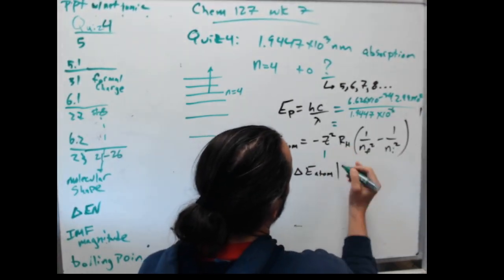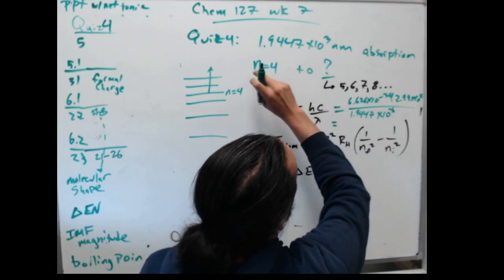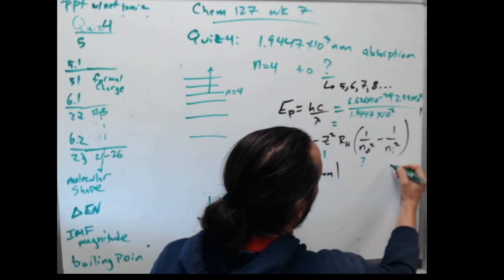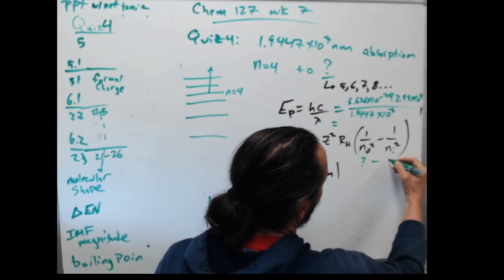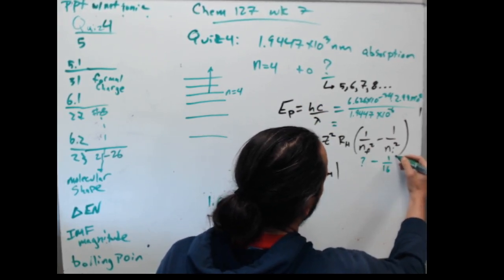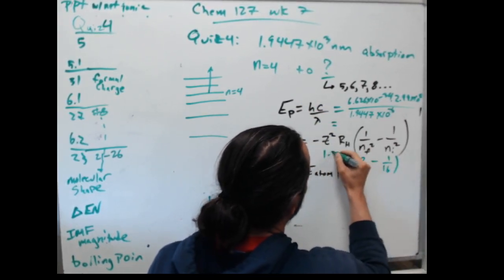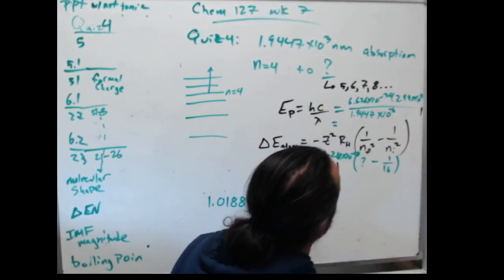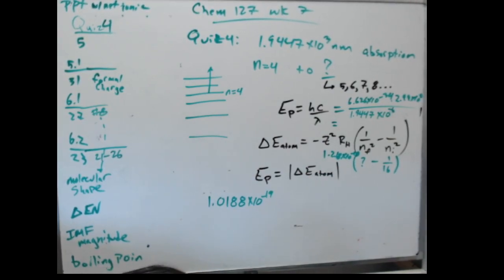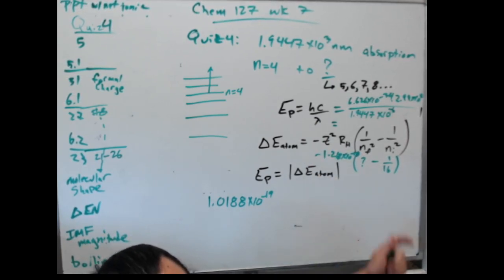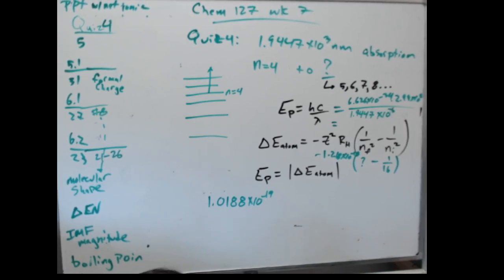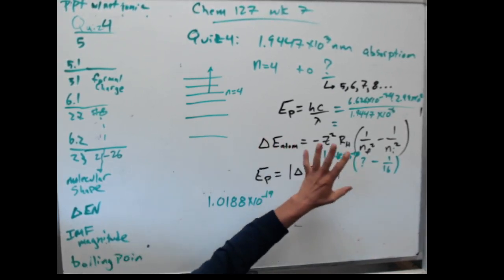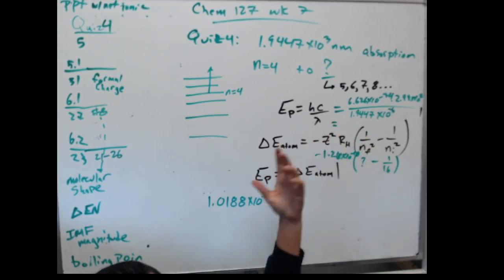I know my z value is equal to 1. I know my n final is the unknown thing. I know my n initial is 4, so this is going to be minus 1 over 16. My Rydberg constant is 2.18 times 10 to the minus 18. And I've got a problem here, right? I can't just solve this and make the negative disappear, because what if this parenthesis is negative? And this is the part that messes with people, the absolute value. And this is where it was easier when I gave you the two n values and you could solve it.